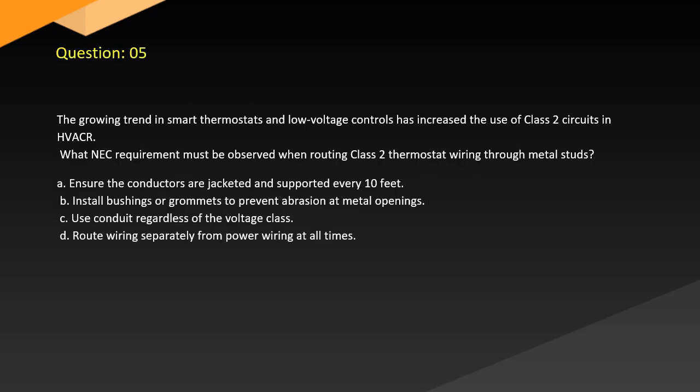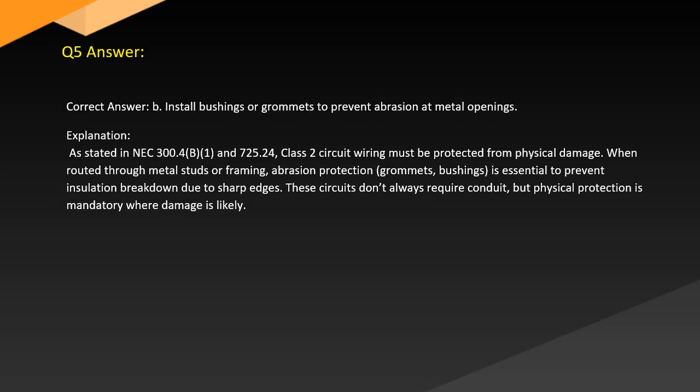Question 5. The growing trend in smart thermostats and low-voltage controls has increased the use of Class II circuits in HVACR. What NEC requirement must be observed when routing Class II thermostat wiring through metal studs? A. Ensure the conductors are jacketed and supported every 10 feet. B. Install bushings or grommets to prevent abrasion at metal openings. C. Use conduit regardless of the voltage class. D. Route wiring separately from power wiring at all times. Answer. Correct answer: B. Install bushings or grommets to prevent abrasion at metal openings.